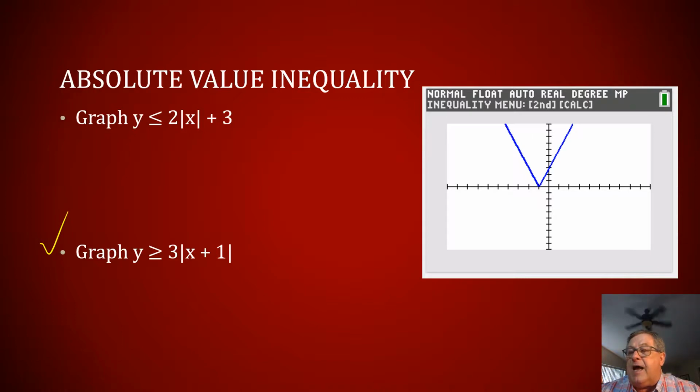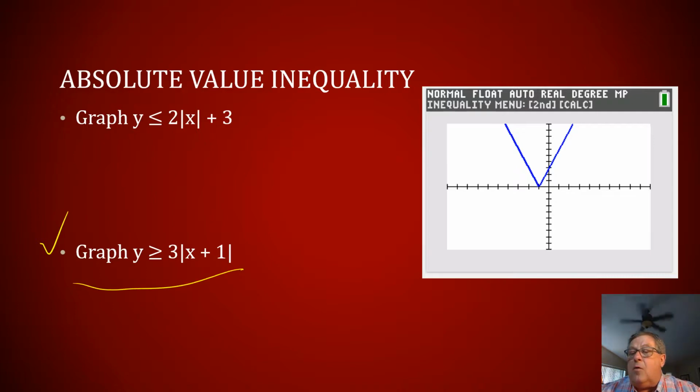But I graphed this as an equality, and I did that so that we could once again show how we might use a test point to determine where to shade our solution set. And I'm doing this just in case you ever run into some kind of standardized test where they're not letting you use the calculator on a portion of it, and if this ever came up, that you would have a better idea of what to do.